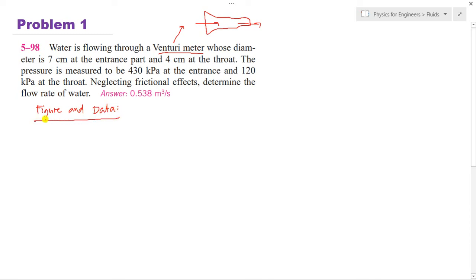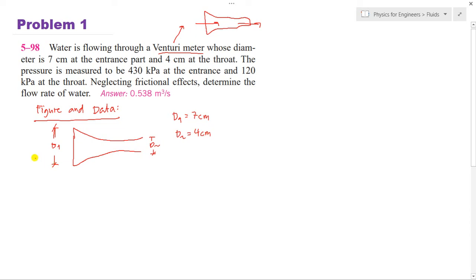Figure and data. The Venturi meter has a larger pipe and a smaller section, the throat. It gets narrower, like a constriction. Here is the diameter, this one is D1, and here is D2. D1 is equal to 7 cm, and D2 at the throat is 4 cm.